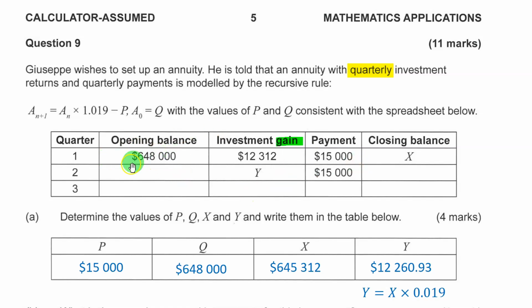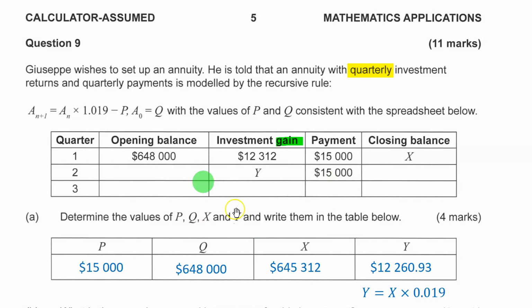So here's the opening balance. So that's got to be Q. So in the table beneath, part A asks us to work out what P, Q, X and Y are. So Q has to be the opening balance, 648. What else do we need? What's P? So P is how much we're withdrawing. So the payment is 15,000.